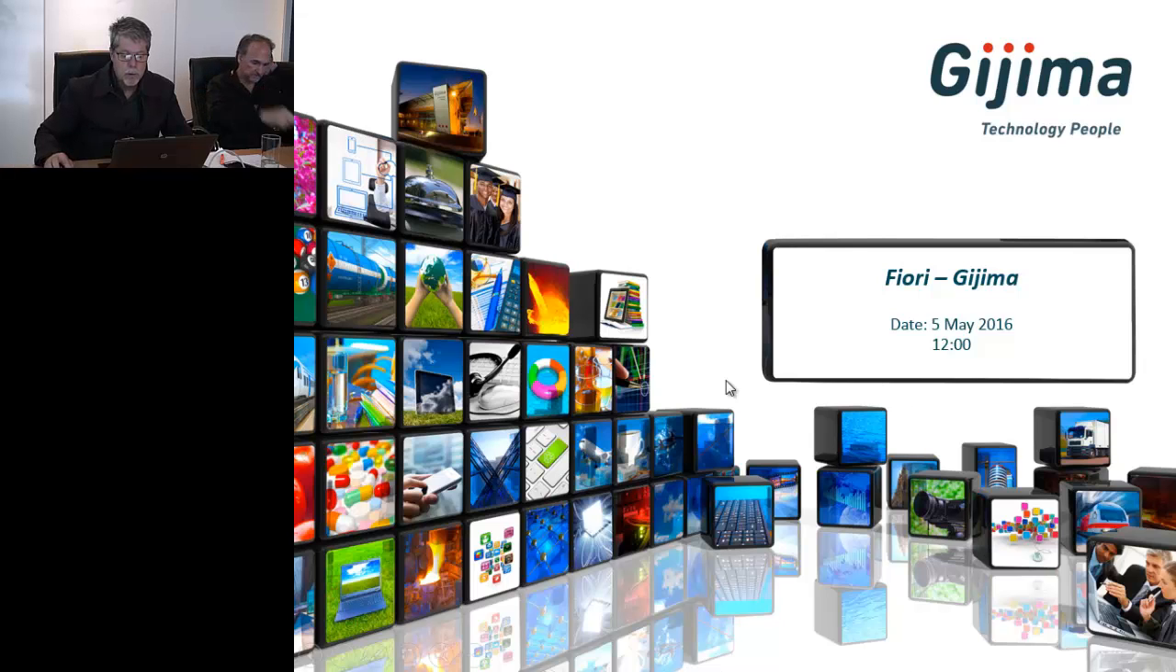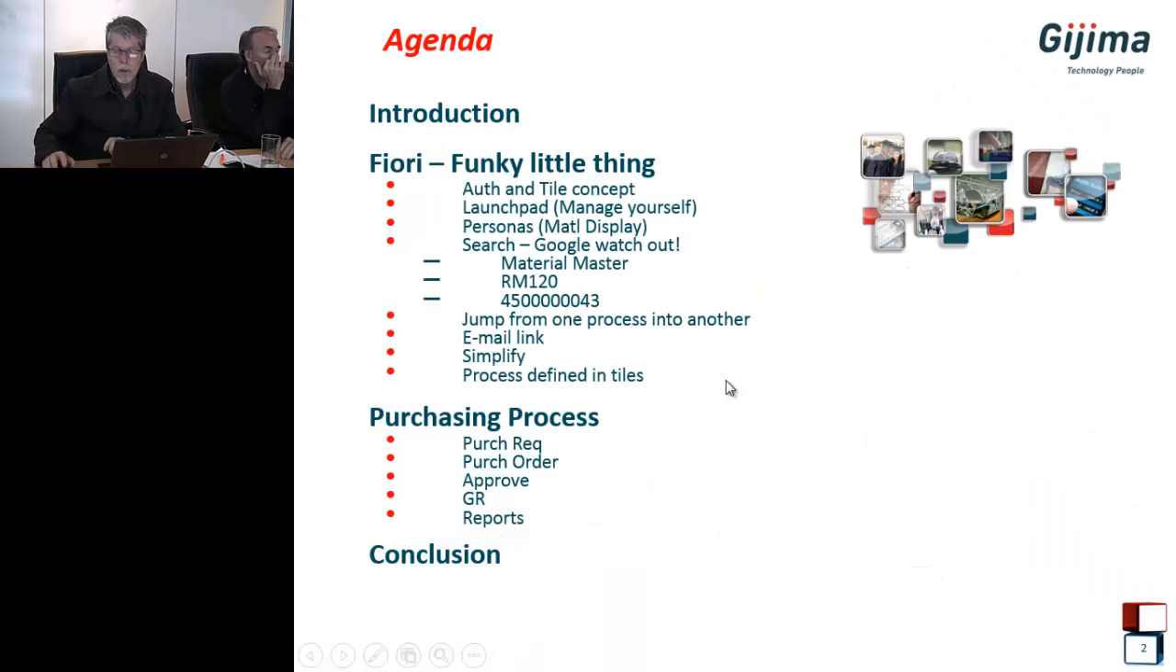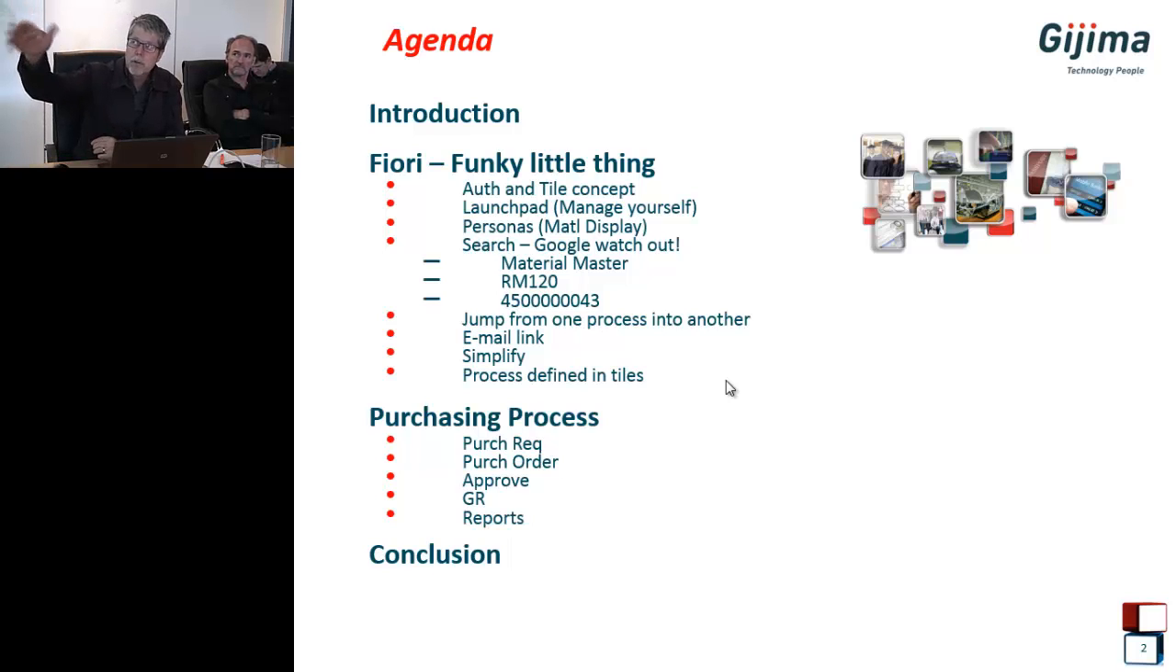The items we got on the schedule for today are the following. That was my introduction. The second one is the Fiori. It's a funky little thing. So I'm going to spend about a quarter of an hour to take you through the Fiori functionality, so you can see what this thing is actually doing and what it can do. And then I want to use a purchasing process of a purchase requisition, then a purchase order. We want to approve it, do a goods receipt on it, and some reporting. That is probably one of the most usable and well-known SAP processes.